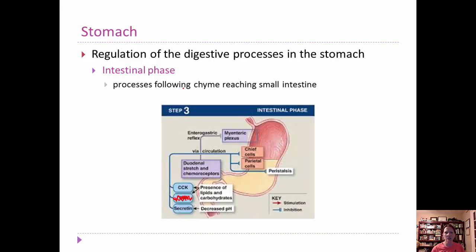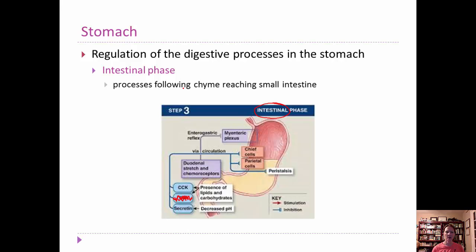So secretin is actually secreted from the small intestine. Once the food enters the duodenum, and that's why it's called the intestinal phase, the sensors are going to be here in the duodenum. So the duodenal cells are going to sense that decrease in pH. Secretin is going to be secreted. We'll talk about what it does here in a second. But another thing is that it's going to sense the presence of lipids and carbohydrates as well. And that is going to trigger the secretion of CCK, that's cholecystokinin.